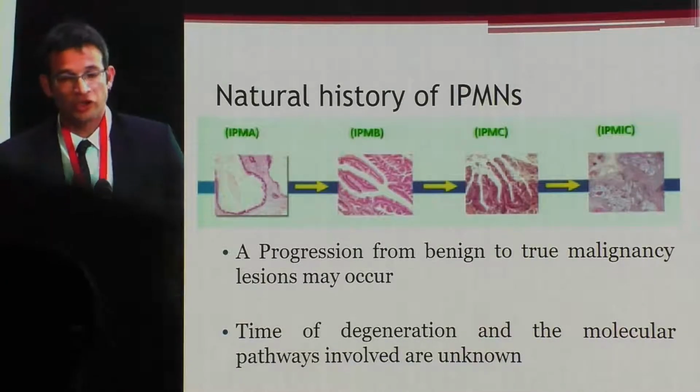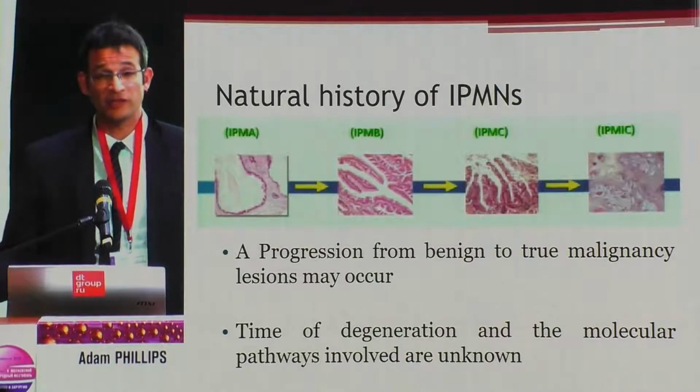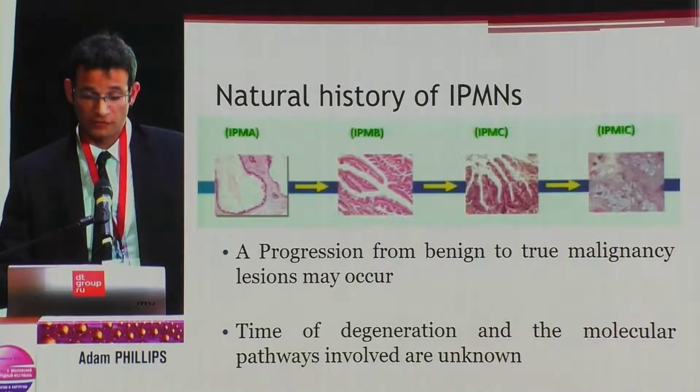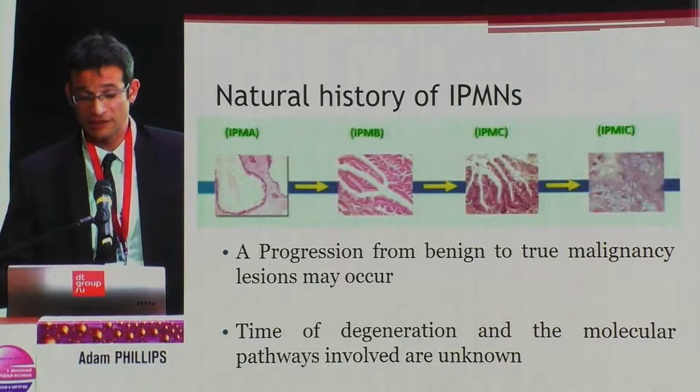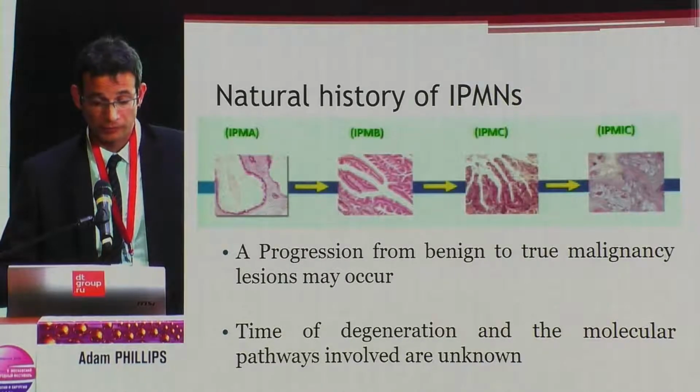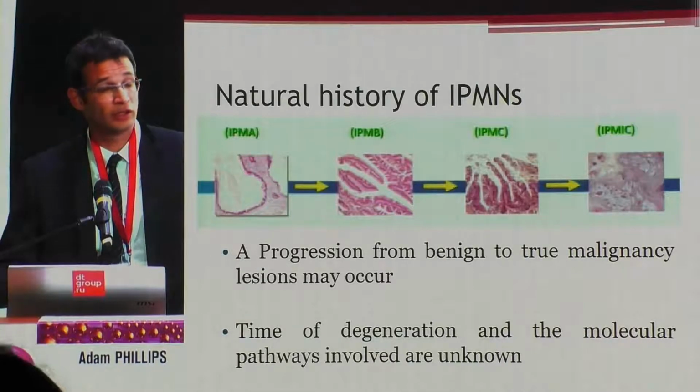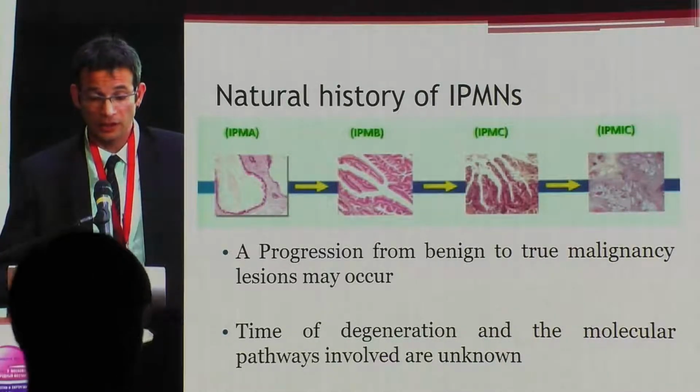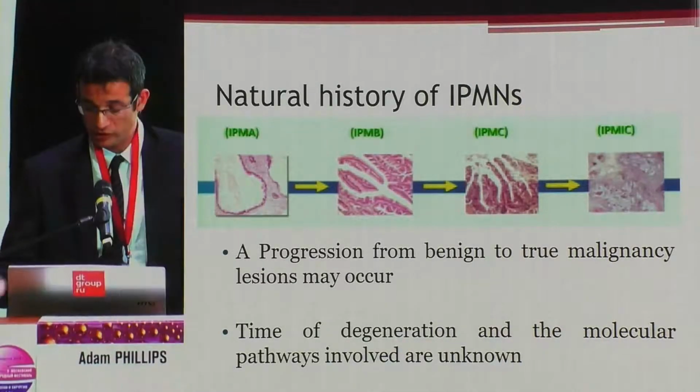Let's talk about the natural history of IPMN. There is a progression, like in polyps, from benign to true malignancy at the adenoma, carcinoma, invasive carcinoma pathway. The time of the degeneration of this pathway and the molecular pathway involved in this natural history, we don't know, we are still looking for.